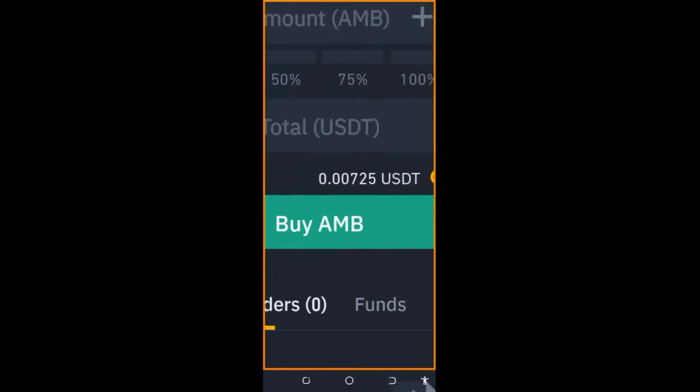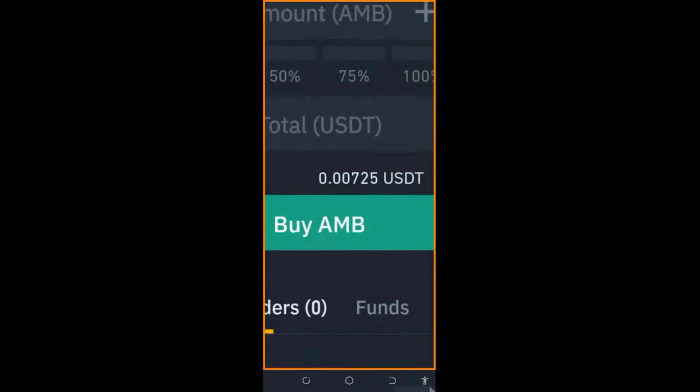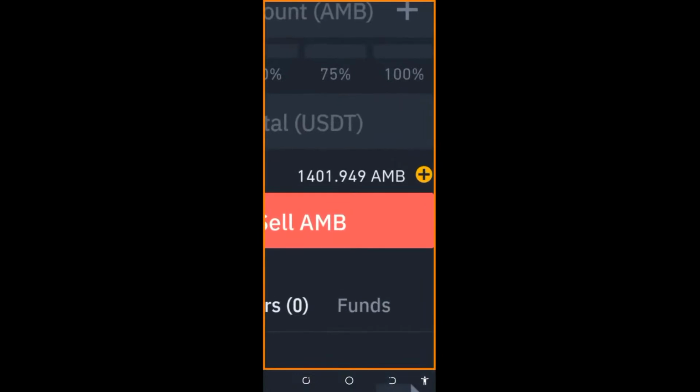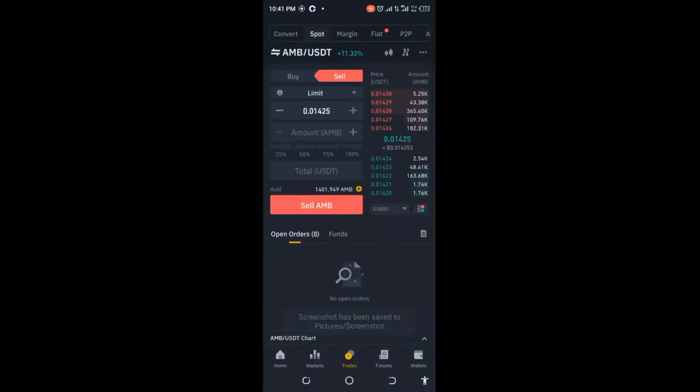It didn't pick up everything, but it's less than a cent, so that is fine. Let's see how much we have. We have 1401.94. Let me just snapshot that. Okay, so let's go ahead and get this sent over to MEXC.